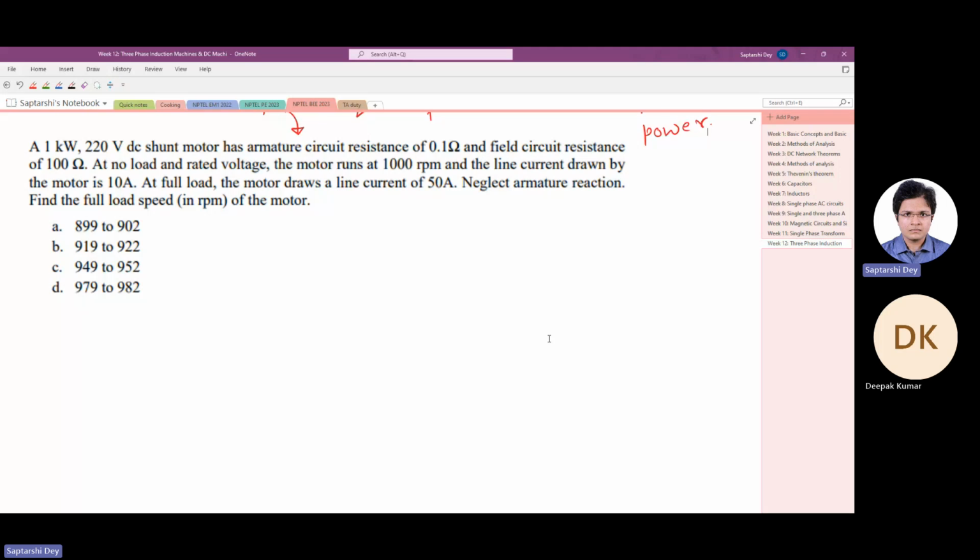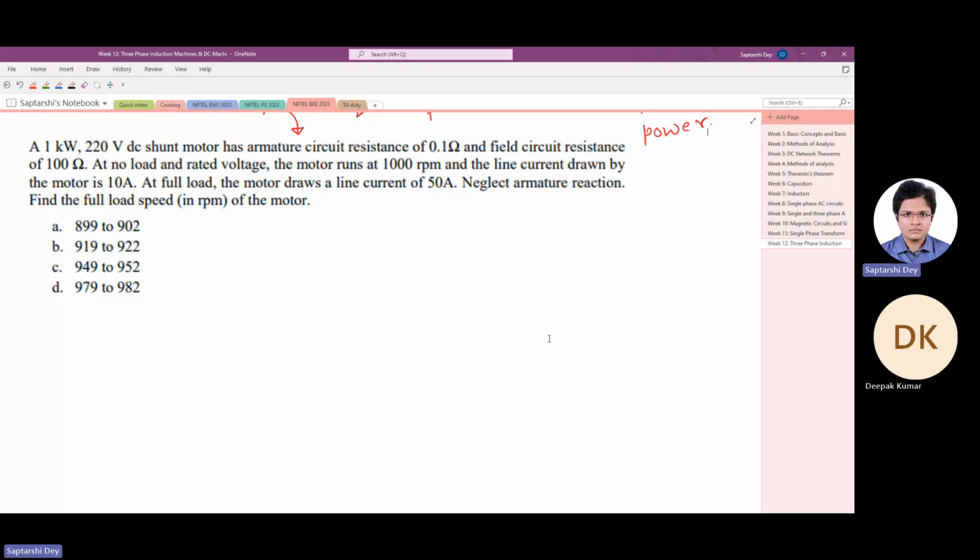So basically, the motor is a DC shunt motor. When there is no load, it runs at 1000 rpm. When there is load, the speed drops, definitely, and the line current increases to 50 ampere. No load current was 10 ampere. The question is, what is the full load speed?